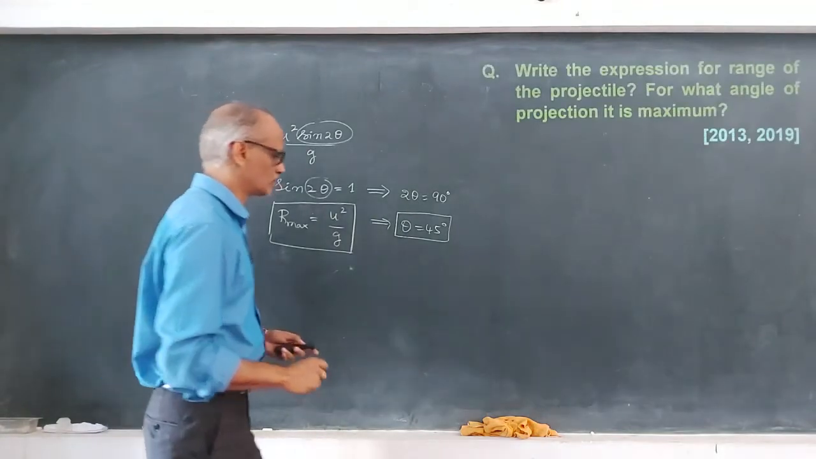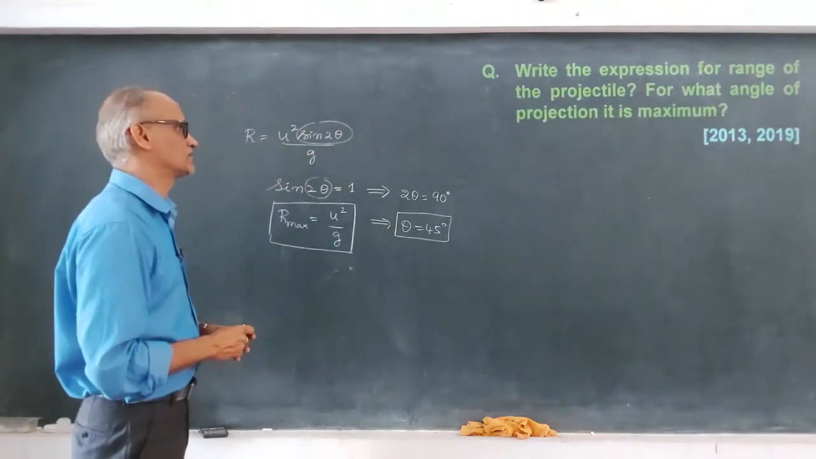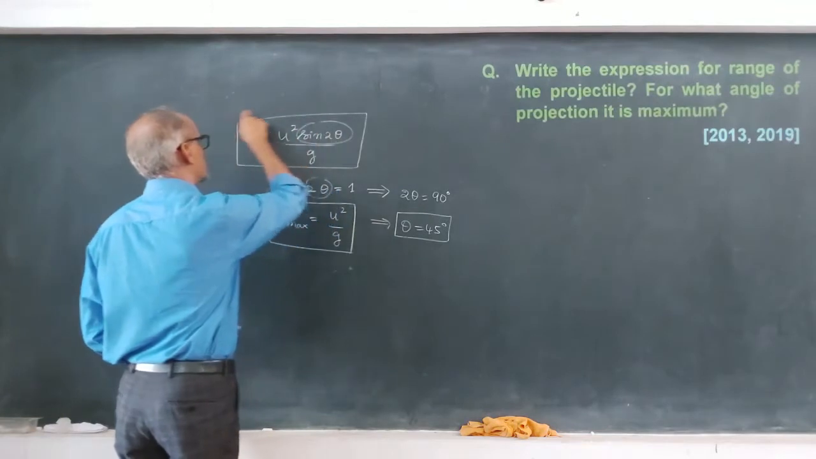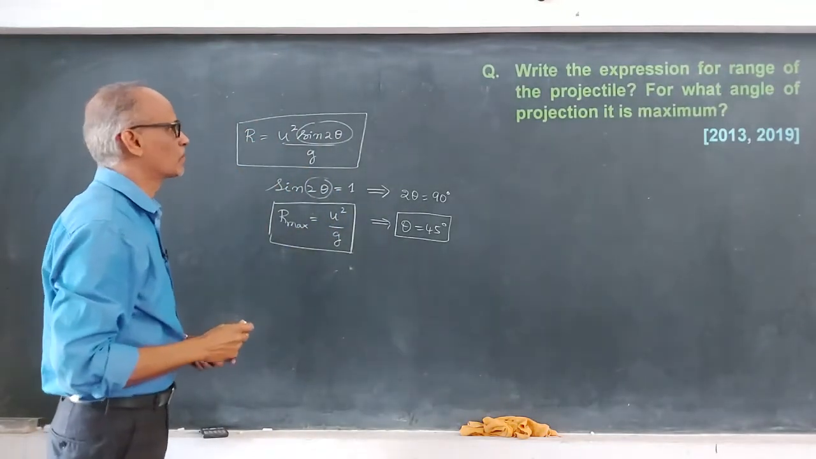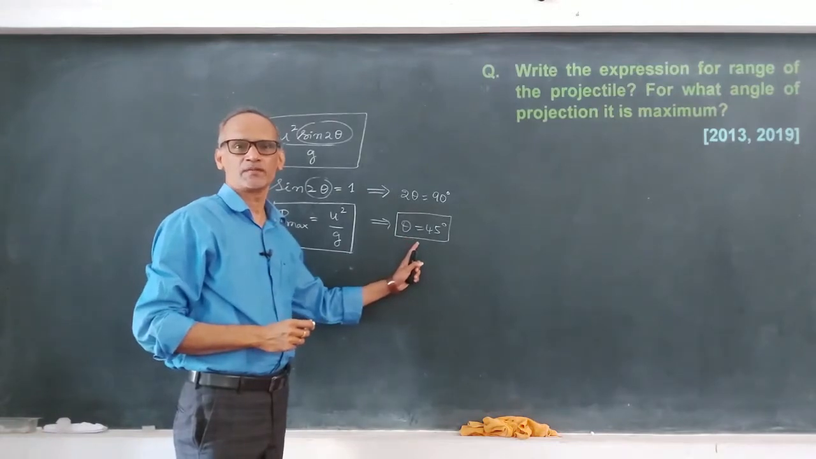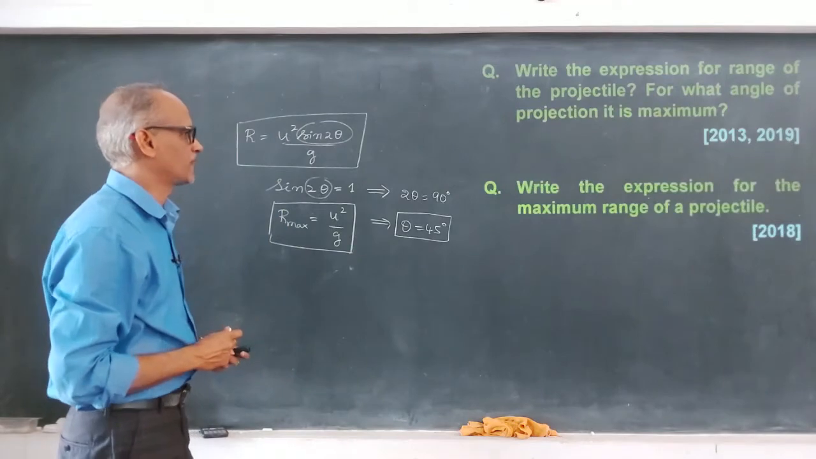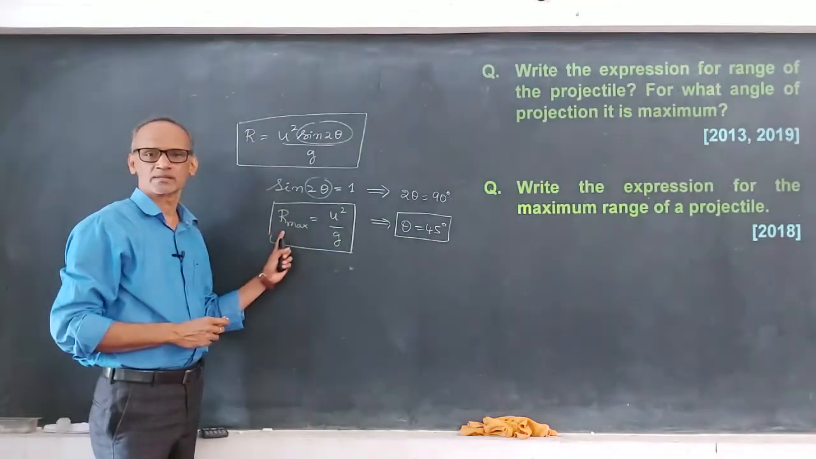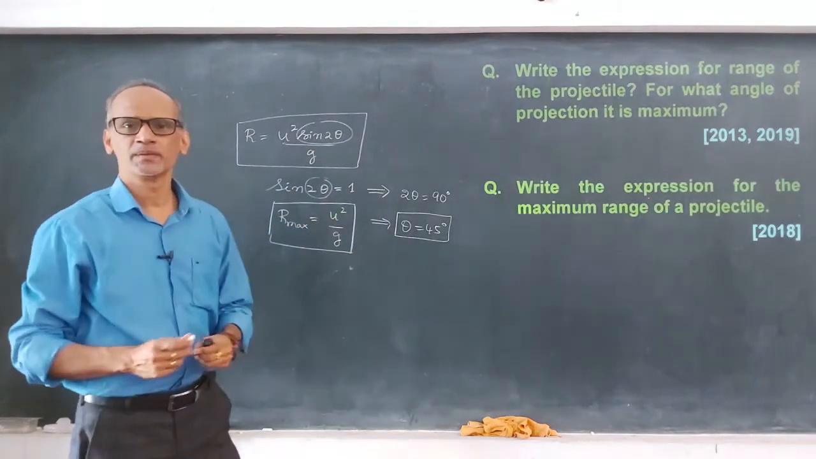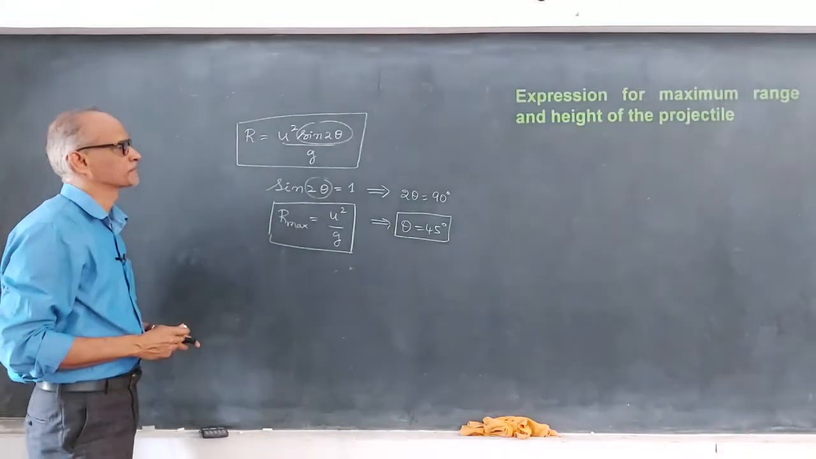Okay, so let's go through some of the questions. First one, write the expression for the range of the projectile. This is the expression for the range of the projectile: R is equal to u square sine 2 theta by g. For what angle of projection is it maximum? It is maximum for an angle of 45 degree. Write the expression for the maximum range. The maximum range R max is given by u square by g. So this is a formula. These are all questions from the previous exam. Hope you have understood the answer to all these questions.